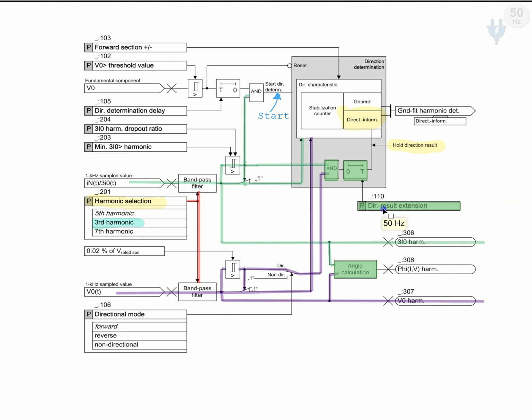In the next session, we will discuss in more detail why we need this directional result extension, and about the stabilization counter, the peak subs, the remaining blocks, the remaining thresholds, how much these threshold values should be, and how the graph and the phasors are used inside this block so that it can determine the direction. We will discuss it in the next session.